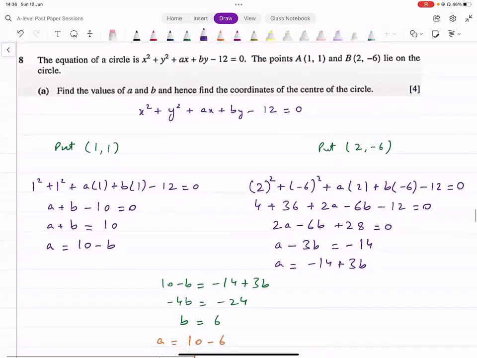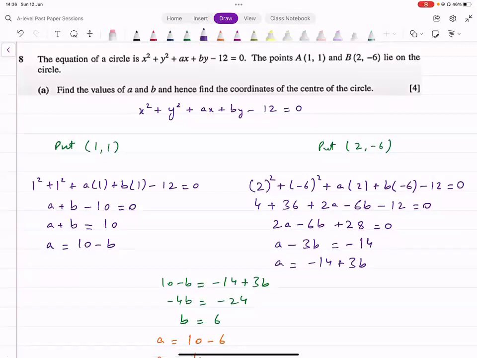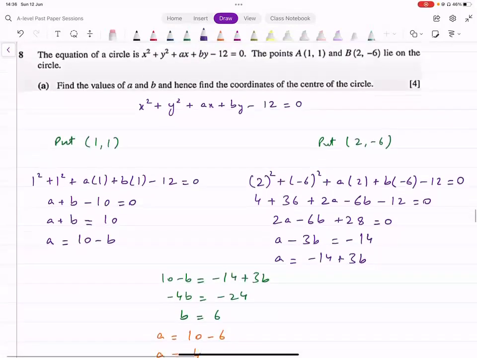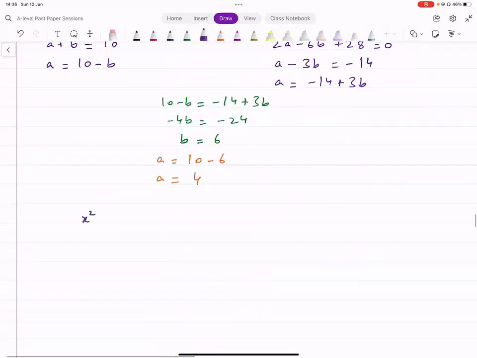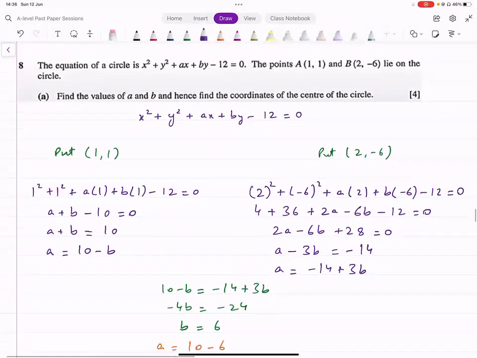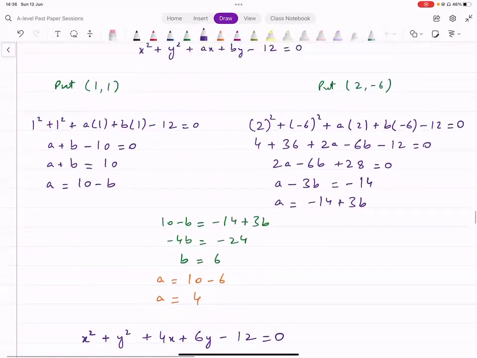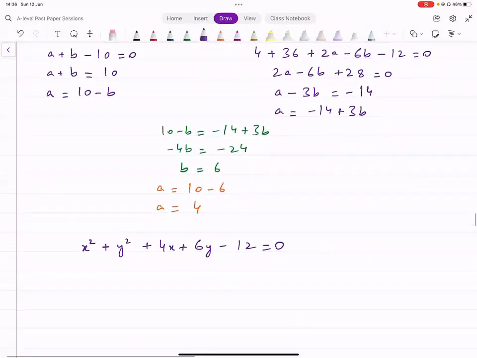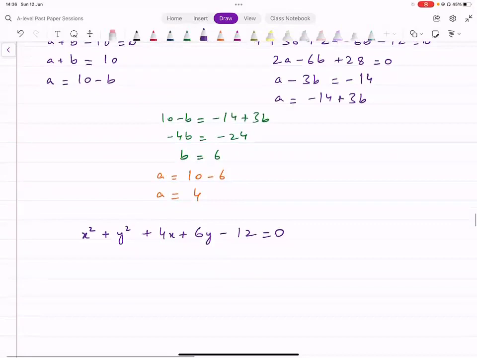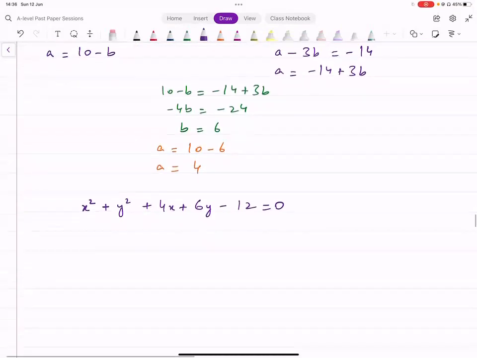The second thing that they've asked about is that we have to find the coordinates of the center of the circle as well. Let's do that. For that, we just input these values of a and b back in the equation first. That's ax plus by, which is going to be 4x plus 6y minus 12 equals 0. How do you find the coordinates of the center of the circle? You basically complete the square.